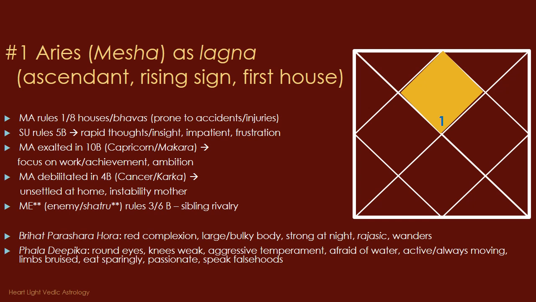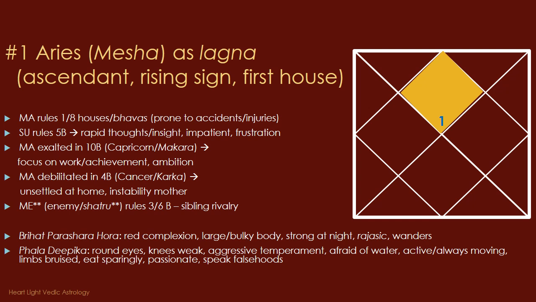I don't know. Weak knees. Possibly, I mean, knees is the 10th house, so I'm not exactly sure why, because Mars is exalted there. But maybe because the 10th house is owned by Saturn, and Saturn is debilitated in Aries. So it's a little bit roundabout there. Aggressive temperament. Well, we've been talking about that. Afraid of water. I'm not sure why. Active and always moving, that's the same.